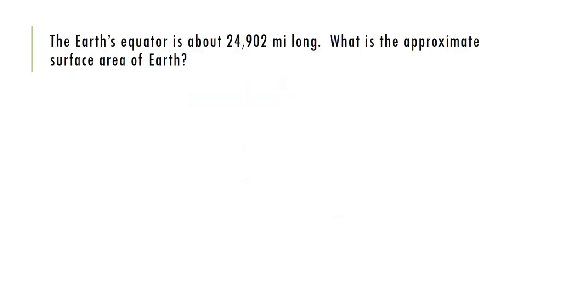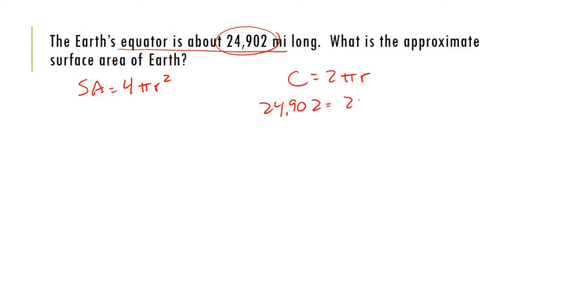So if I tell you that the Earth's equator is about 24,902 miles long, and I want you to find the surface area, to find surface area, again, I need the radius. So if I'm given the equator, how would I find the radius? Take a minute and see if you can figure that out on your own. All right, so the equator is a circumference, and a circumference is 2 pi r. So 24,902 equals 2 pi r. Divide both sides by 2 pi. This is where you need to be careful with your calculator. You need a parentheses. Try it out.